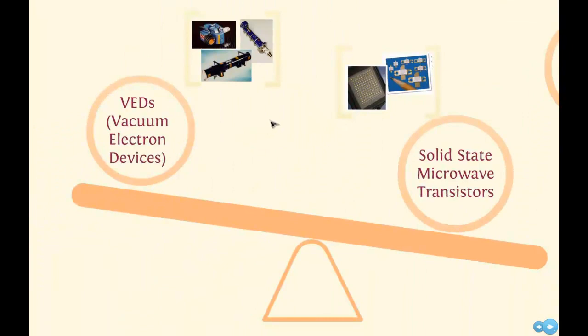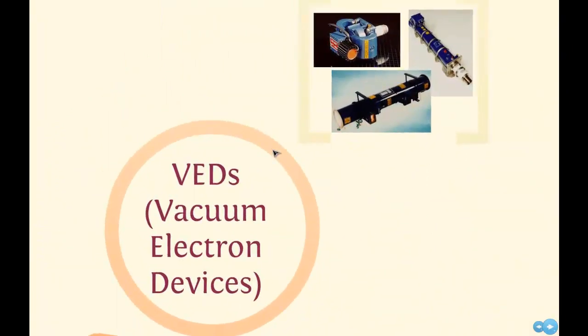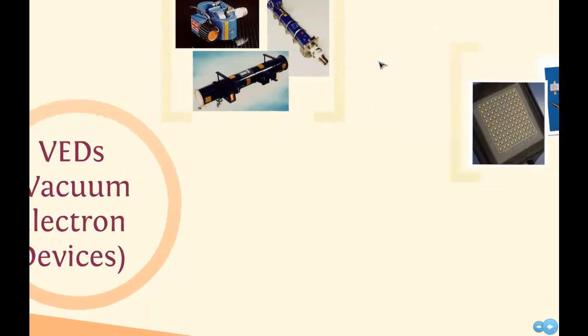So, vacuum electron devices, what are they? Some of these you'll be familiar with, for example, the magnetron. But also there are traveling wave tubes and klystron modulators. They're usually quite big, heavy and bulky. Apart maybe from the magnetron, it's quite small and compact.